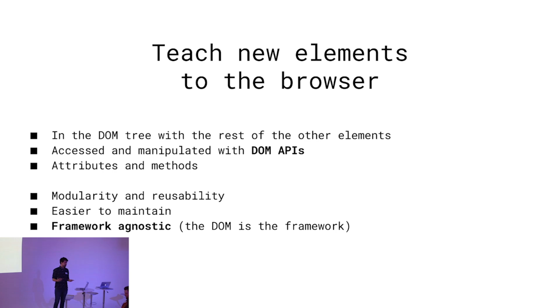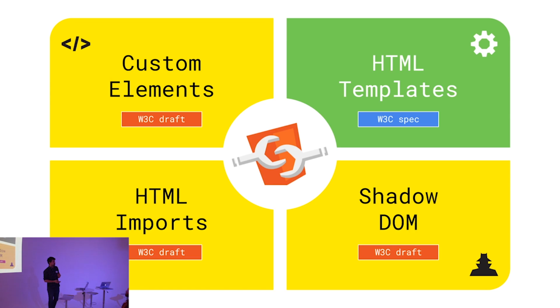They are framework agnostic. They work with every framework. They will work forever as soon as they are in the standard. And they are supposed to be easier to maintain because you don't need to worry about what's going on around them. They are independent. The web components standard is actually made of 4 standards from W3C, of which only one is actually a specification. The other 3 are still a draft. These standards are custom elements, HTML templates, HTML imports, and the shadow DOM. So we're going to quickly go through all of them.